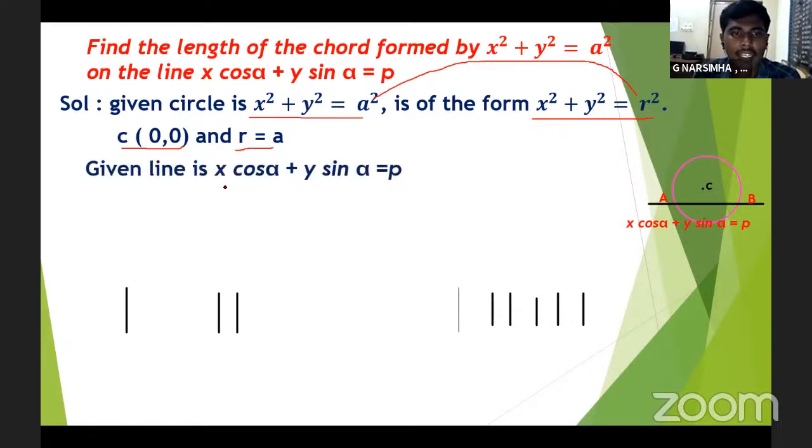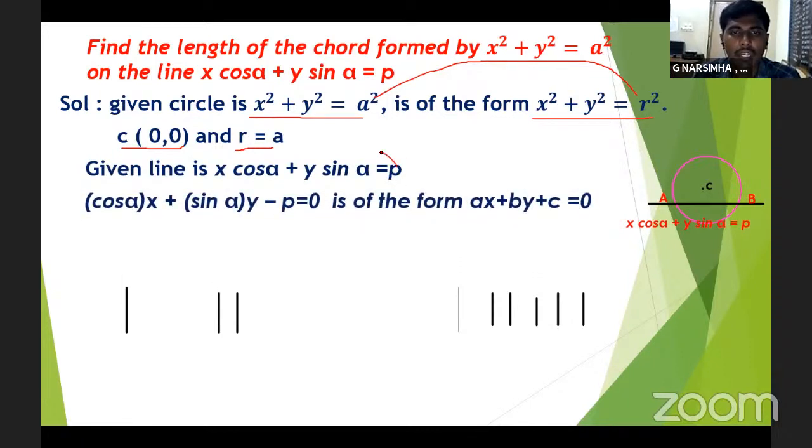The given line is x cos alpha plus y sin alpha is equals to p. Transpose p into LHS. Here I am writing cos alpha into x, because cos alpha is constant, sin alpha is constant, p is constant. Therefore, some constant into variable x: cos alpha into x, sin alpha into y. If you transpose p into LHS, it changes as minus p. Therefore, cos alpha into x plus sin alpha into y minus p is equals to 0.